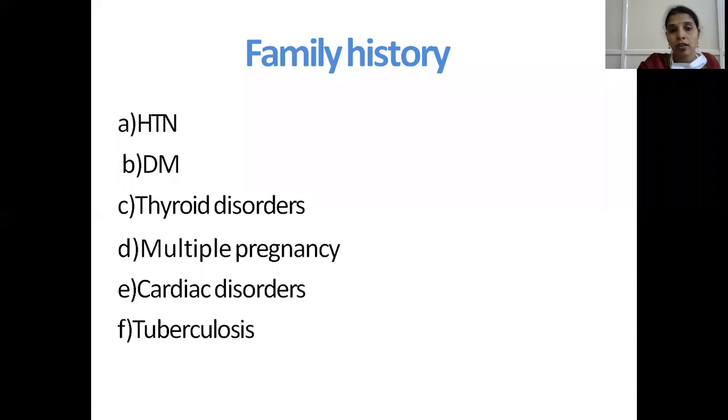Family history, in the same way as past history, we have to inquire about family history: hypertension, diabetes, thyroid disorders, multiple pregnancy, since there are chances of twins in the pregnancy, cardiac disorders, and any family history of tuberculosis. That is also very important, especially in tribal areas, so that we can do some tests and exclude these disorders in the pregnant lady.